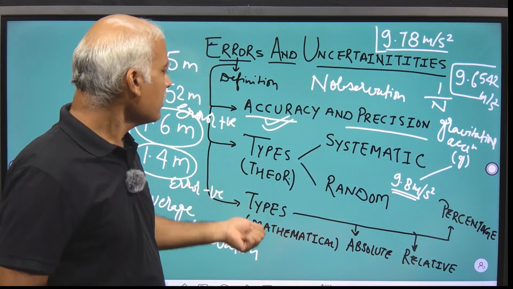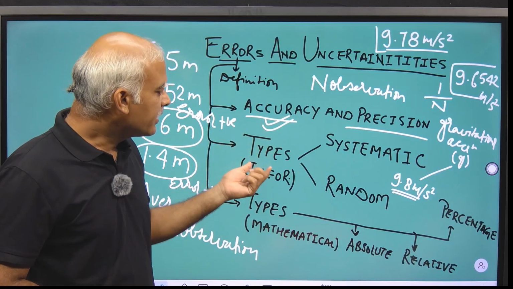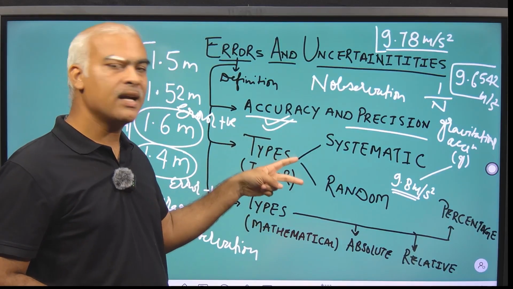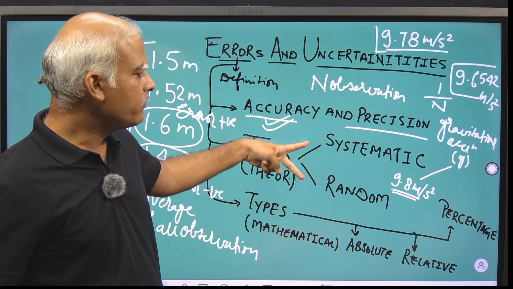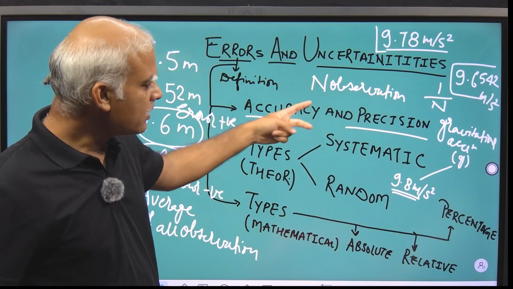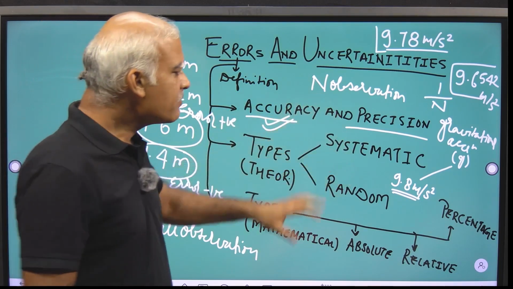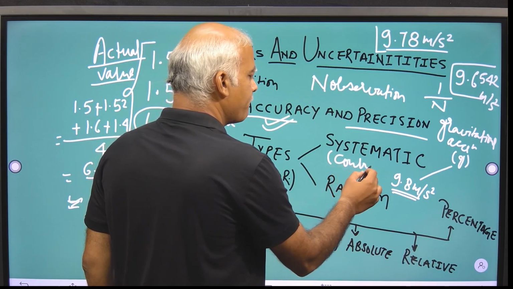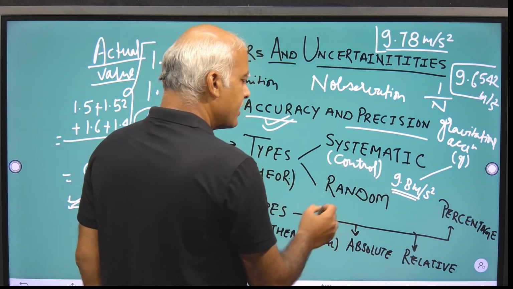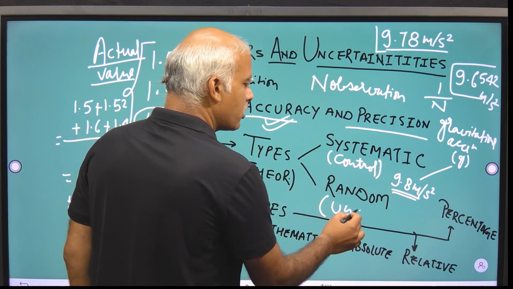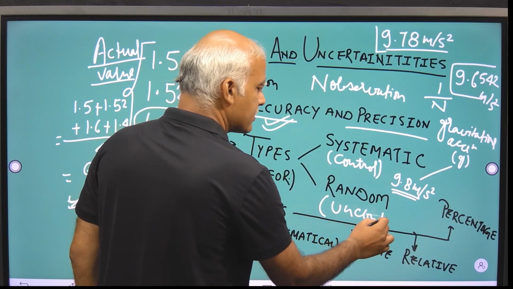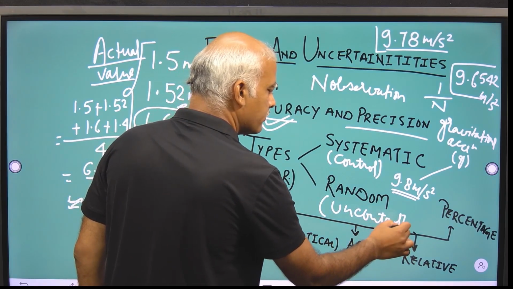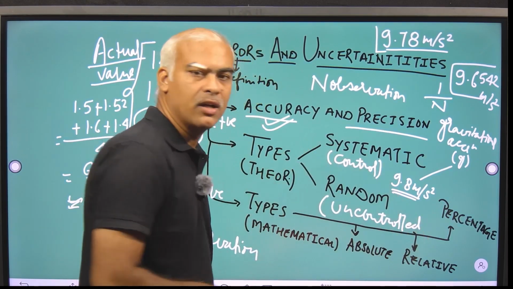Switching to the next one, and that is errors, the types of errors. Theoretically, we are defining errors in two ways. One is systematic error, another is random error. The systematic errors are those which are in our control, and random errors are those which are not in our control, that is uncontrollable or uncontrolled. It is called random error, right?